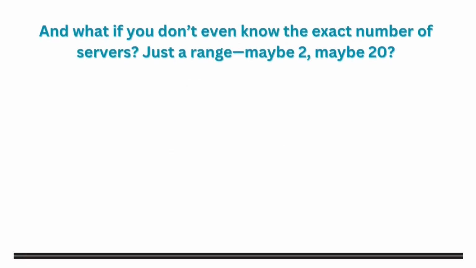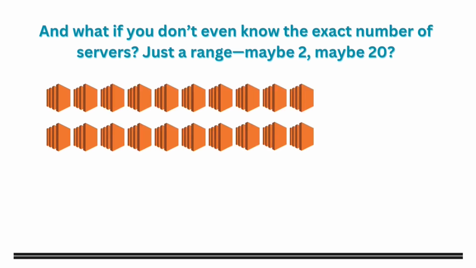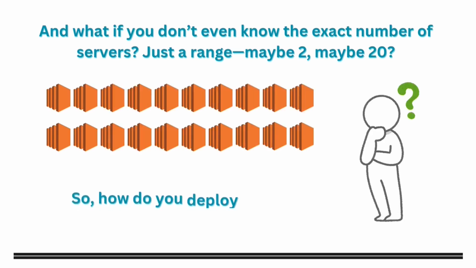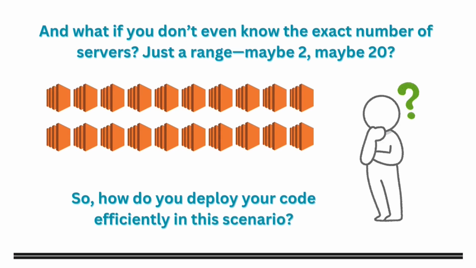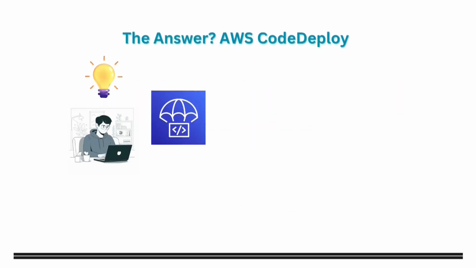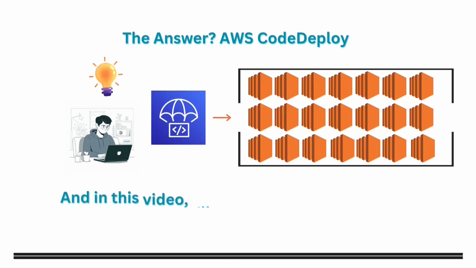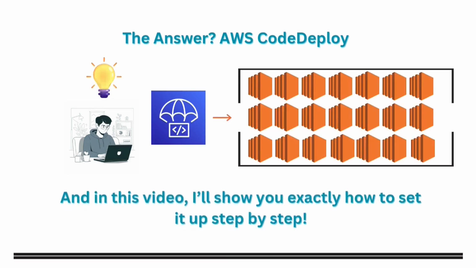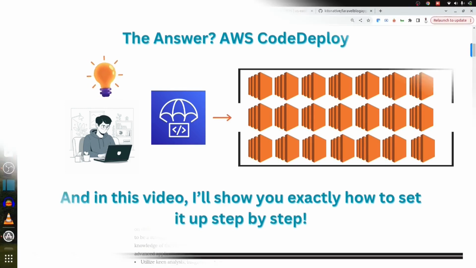And what if you don't even know the exact number of servers, just a range, maybe 2, maybe 20? So how do you deploy your code efficiently in this scenario? The answer, AWS CodeDeploy. And in this video, I will show you exactly how to set it up step by step.